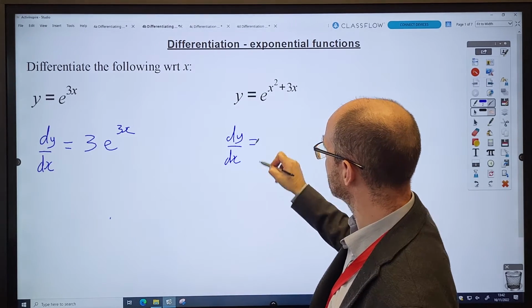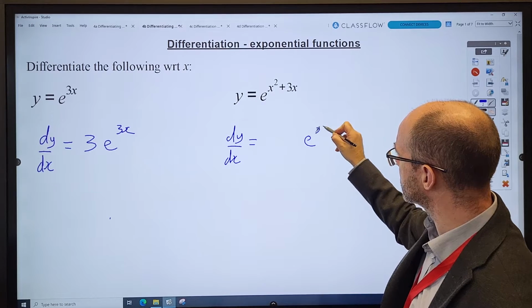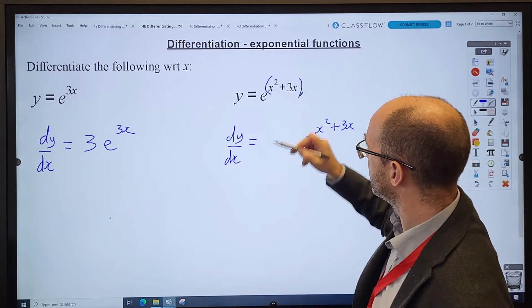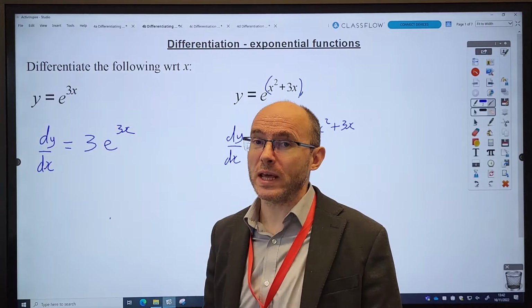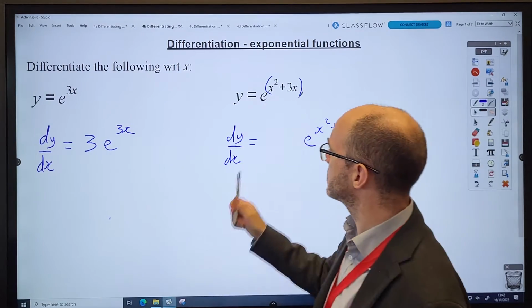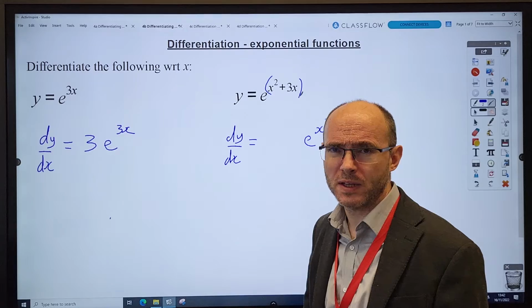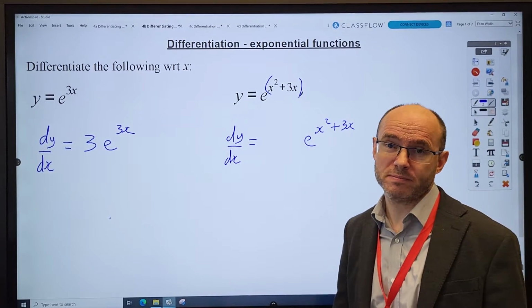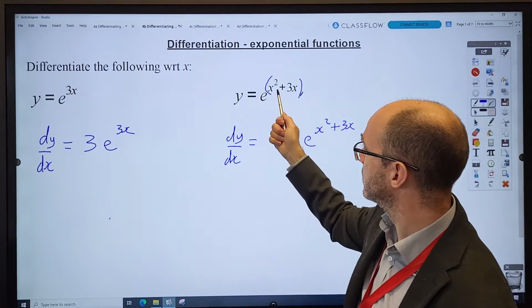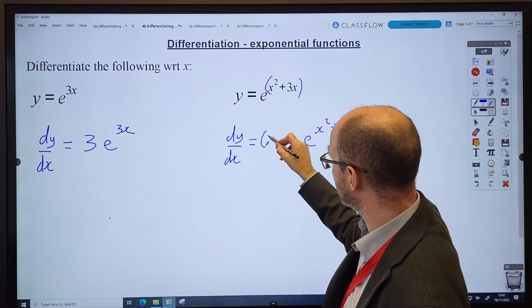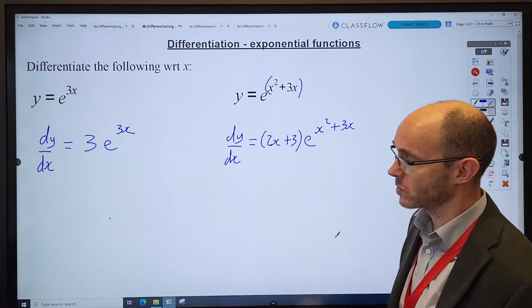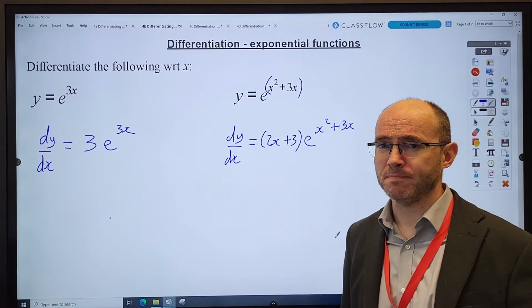But I'm going to start off with, again, e to the x squared plus 3x. This might look more difficult than that, but it's still e to the power of something, just something a little bit different, that's all. So e to the power of that, but then differentiate that power, as we did before, you get 2x plus 3, and then that becomes the coefficient. 2x plus 3, e to the x squared plus 3x. That's it. Done.